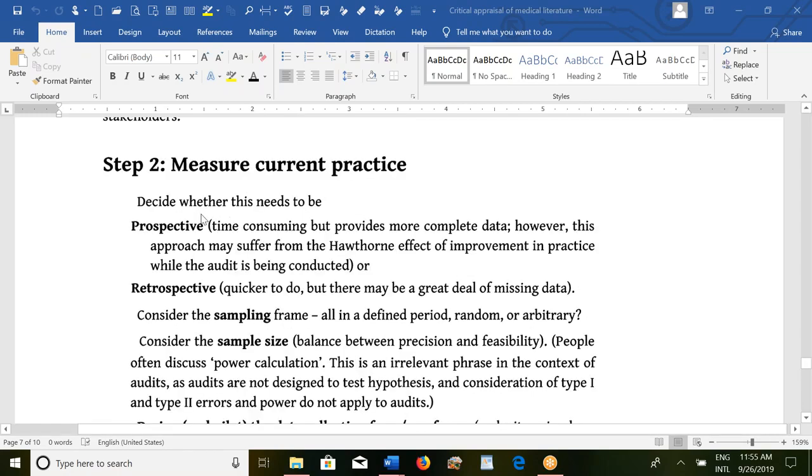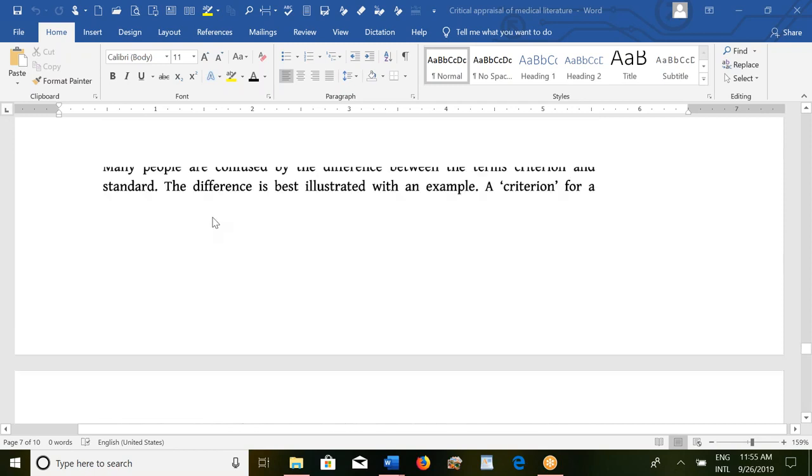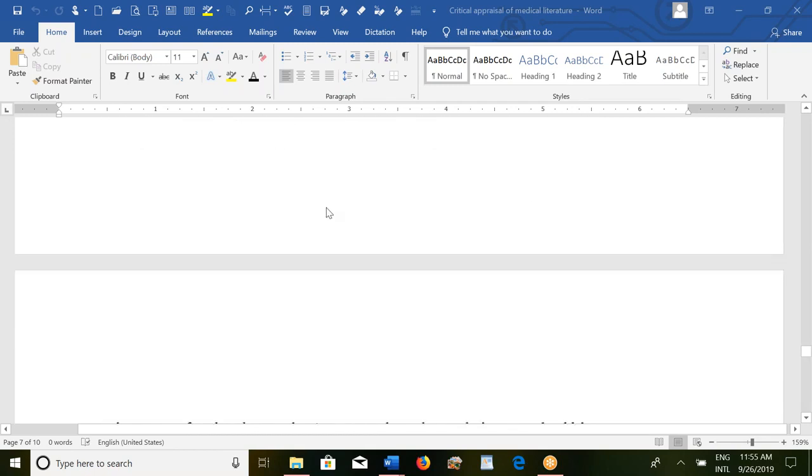Okay. So we were talking about the audit. First of all, you have to set a criteria and a standard.